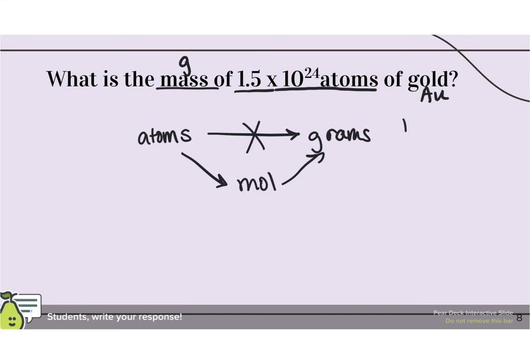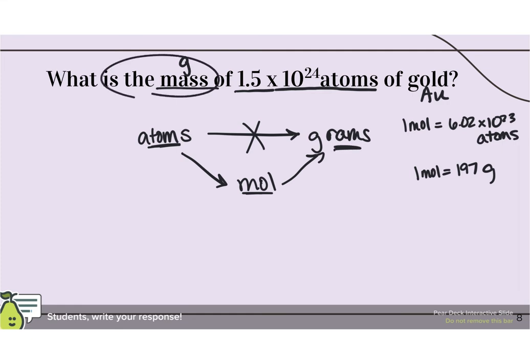I know that 1 mole of gold is always going to be 6.02 times 10 to the 23rd atoms. That's Avogadro's number, never changes. I also know on the periodic table, 1 mole of gold is 197 grams. So if I look up on the periodic table, I find gold, which is number 79. It's a big heavy molecule, or a big heavy atom. It's going to weigh 197, okay? So my first step is going to be converting atoms into moles. Then, once I do that step, I can convert it into grams, which is what I'm being asked for.